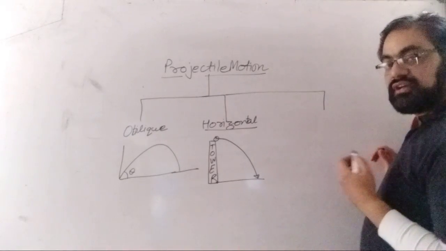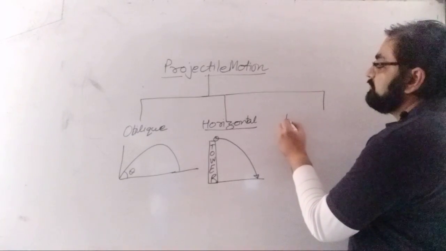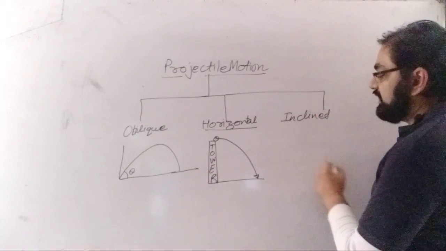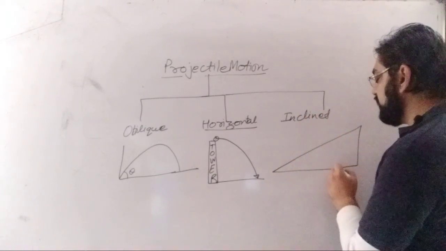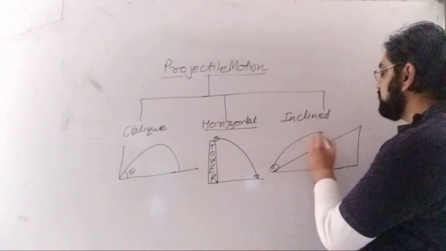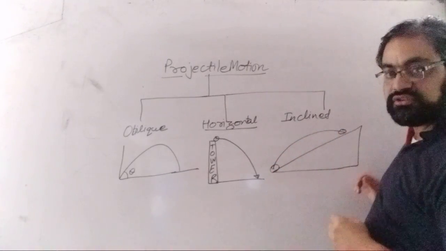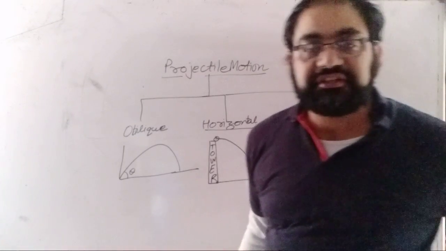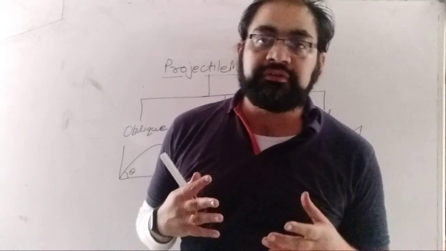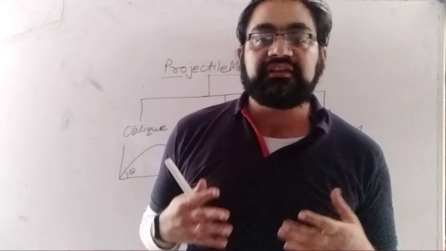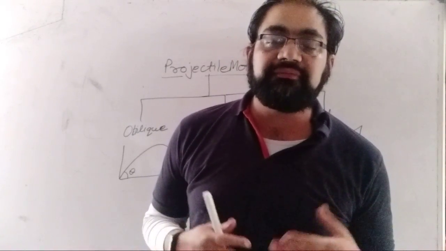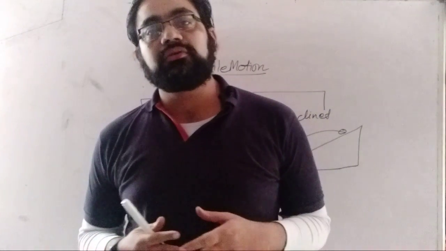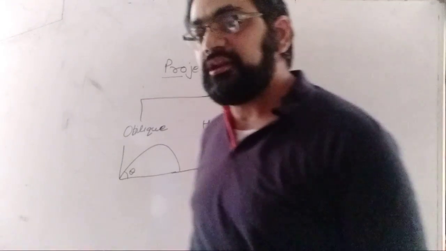And the third part is known as inclined projectile motion. Now, what is inclined projectile motion? In inclined projectile motion, a ball is thrown on an inclined plane. So this is known as inclined projectile motion. All these projectile motions have some basic equal properties, which are to be followed for doing the questions of projectile motion. So now we start the oblique projectile motion.